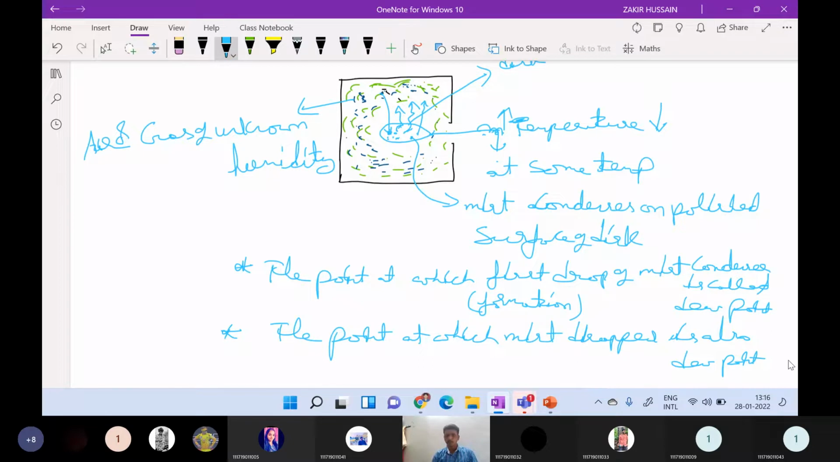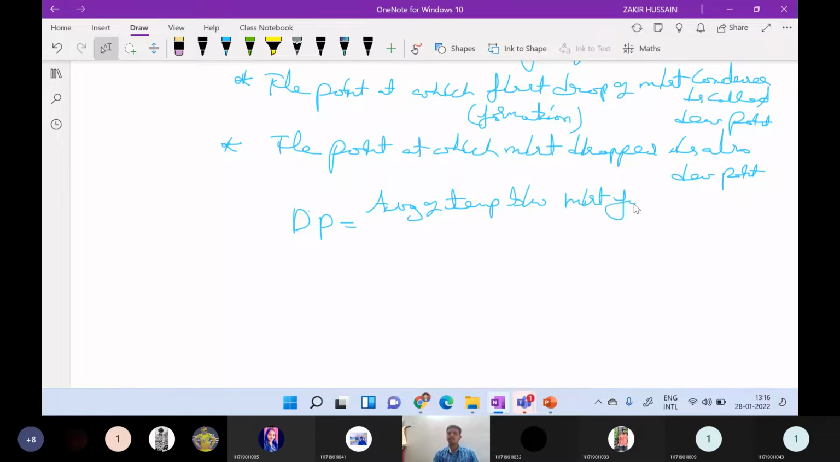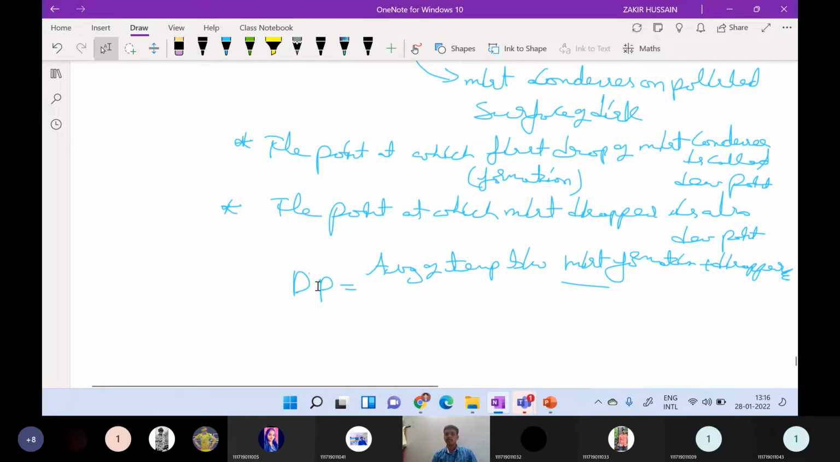So the dew point is nothing but the average of the temperature of mist formation plus disappearance. This will be calculated like this: the average of your mist formation and mist disappearance temperatures will be reported as the dew point.